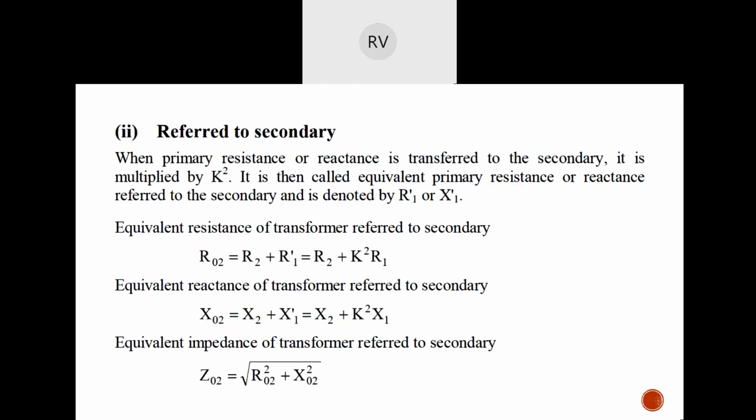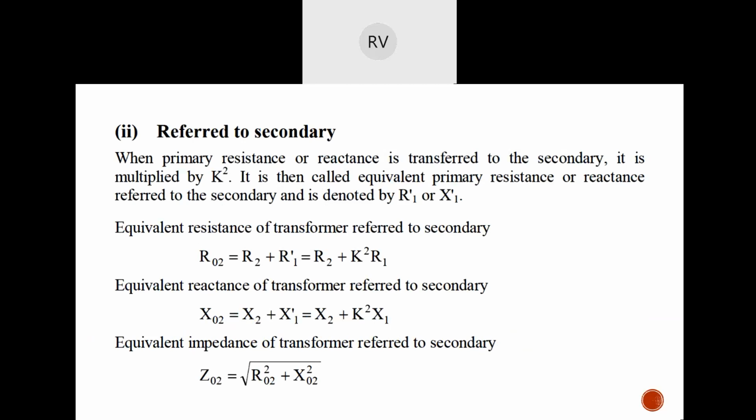Okay. Next, refer to the secondary. Similarly, what we have seen for the primary, we are going to see for the secondary. Here, what we need to do is, when you are transferring from primary to the secondary, you need to multiply it with K square. So here also we are seeing the similar pattern.